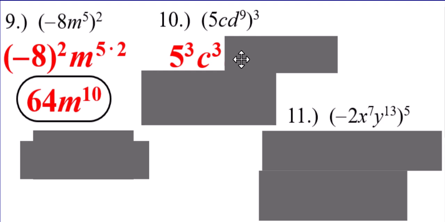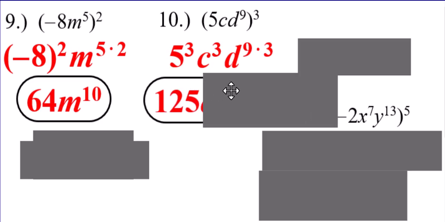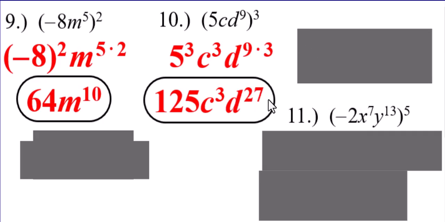D to the 9th taken to the 3rd would be 9 times 3. 5 to the 3rd, well, 5 times 5 is 25, times another 5 is 125. We got C to the 3rd, and then 9 times 3 is 27. So D to the 27th.